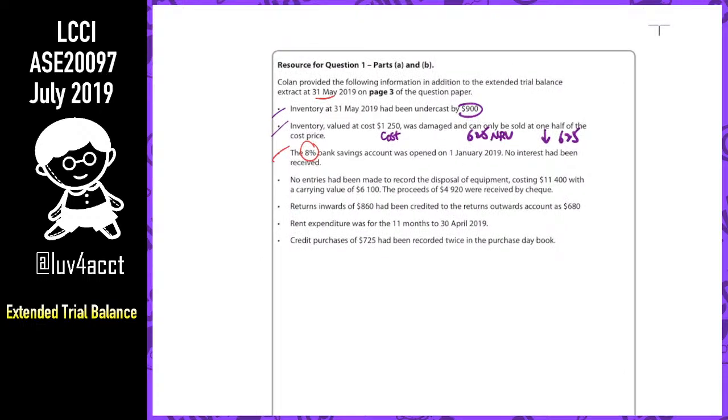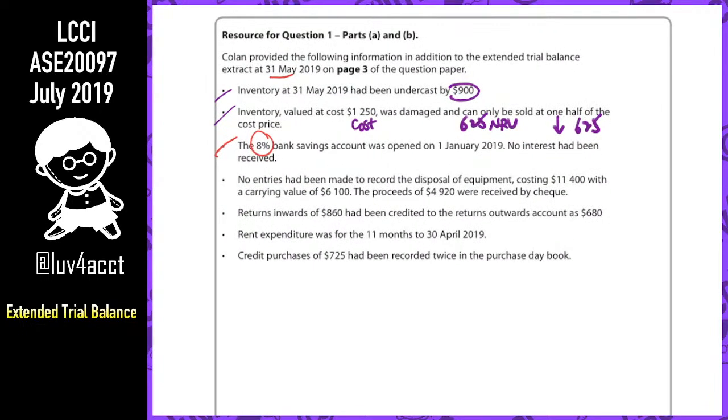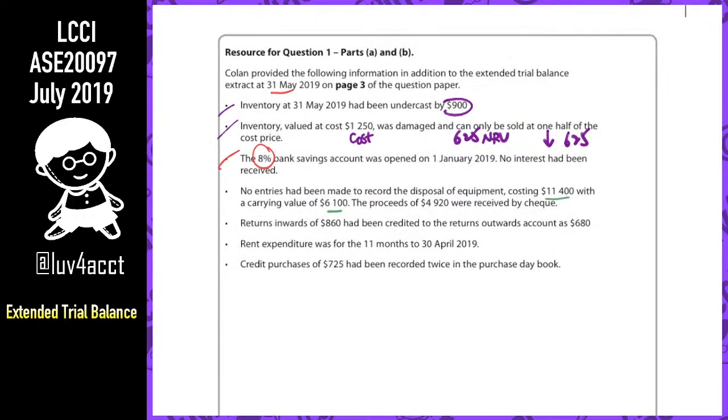Item 4. No entries have been made to record the disposal of equipment costing 11400, carrying value 6100, and the proceeds received by check. Cost minus accumulated depreciation is equal to carrying value. So 11400 minus 6100 is 5300.